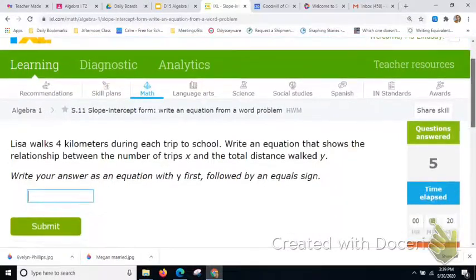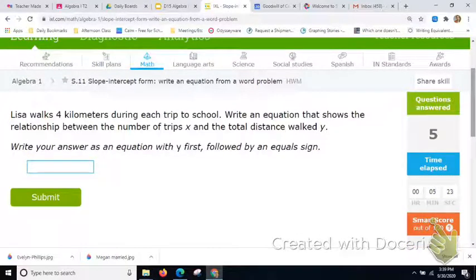So here, Lisa walks 4 kilometers each trip to school. Write an equation that shows the relationship between the number of trips and the total distance. So this says 4 for each trip. So the x is going to go with the 4. In this case, we don't have a second variable, so just y is equal to 4x. So if we knew that she took 10 trips, we could do 4 times 10 is 40. This one didn't have a plus or minus.